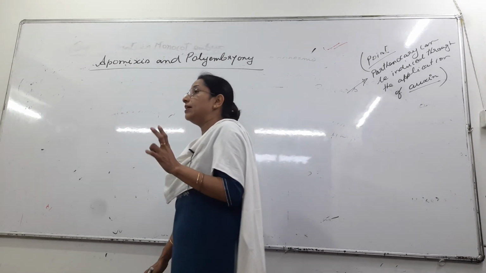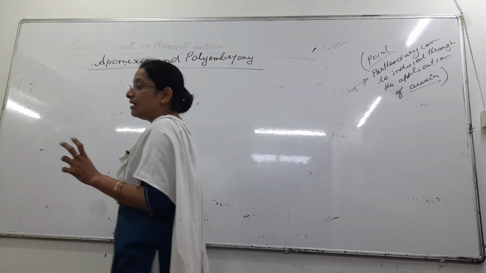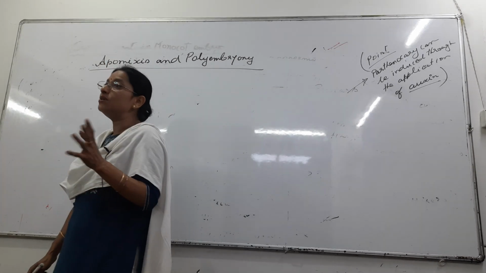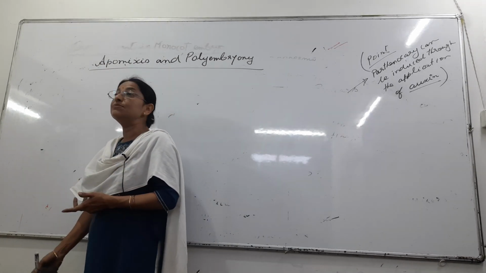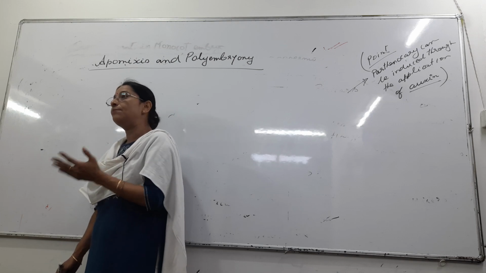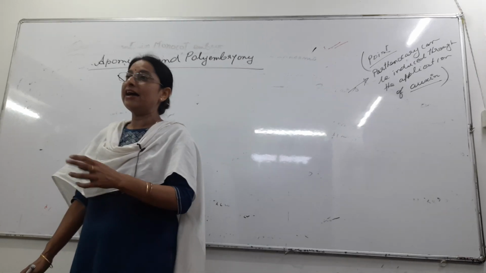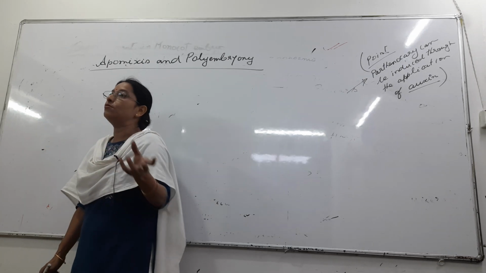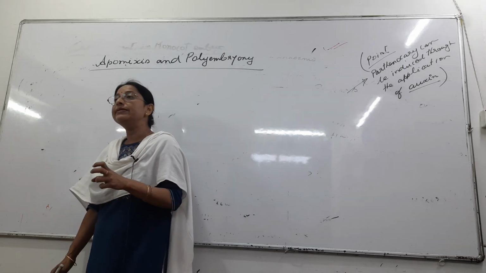And what could be the advantage of apomixis? We see certain changes in plants. Plants will have to evolve, every organism is evolving, right? Plants are gradually switching to the apomixis form, and even scientists are trying to convert plants into apomixis type of reproduction. What could be the advantage?